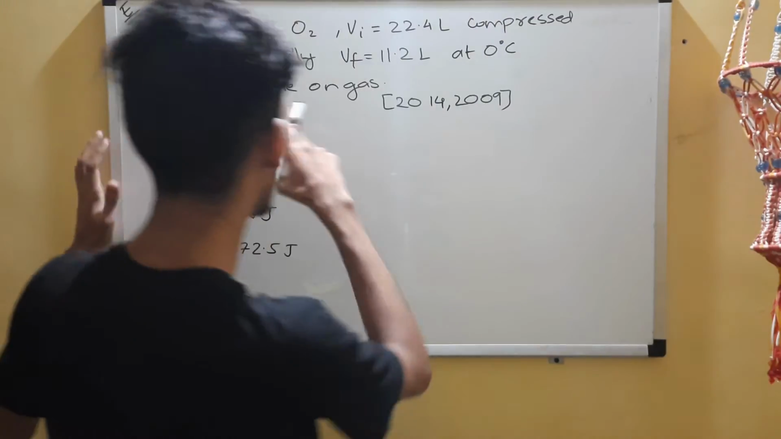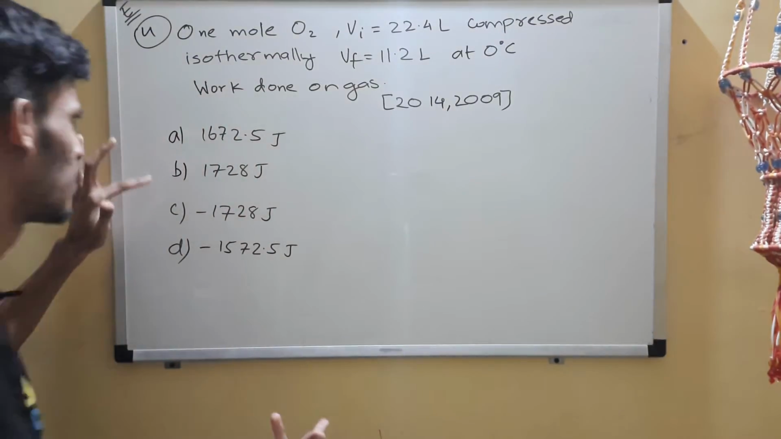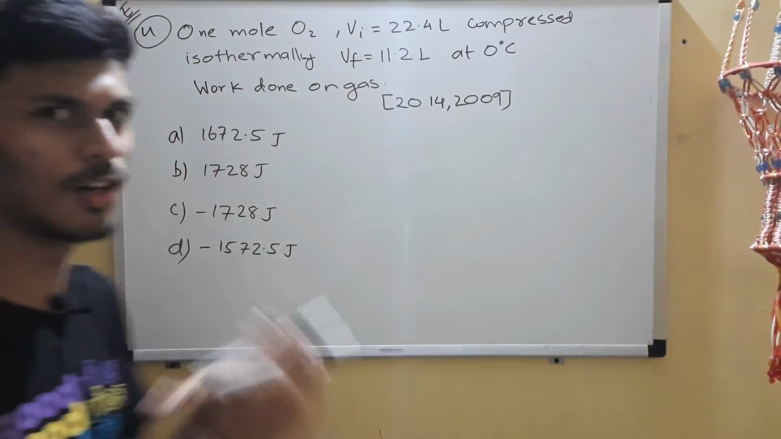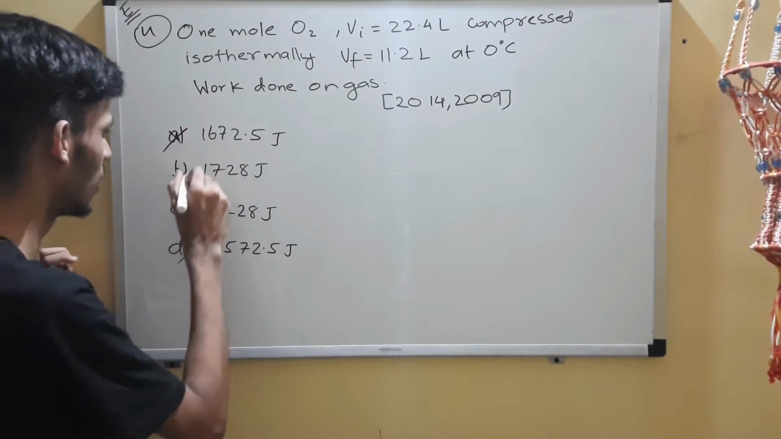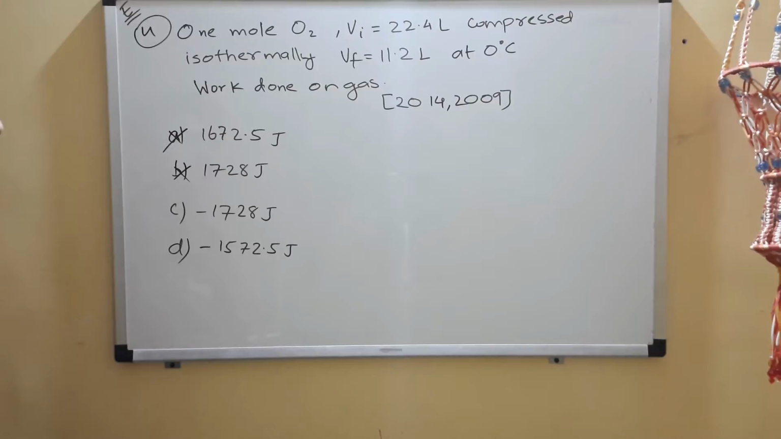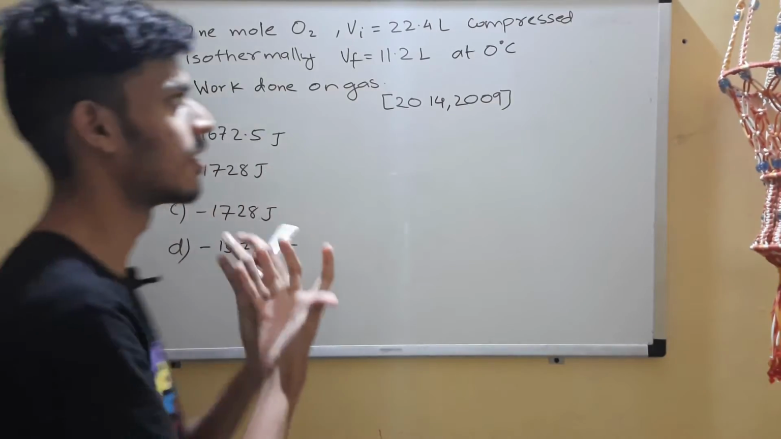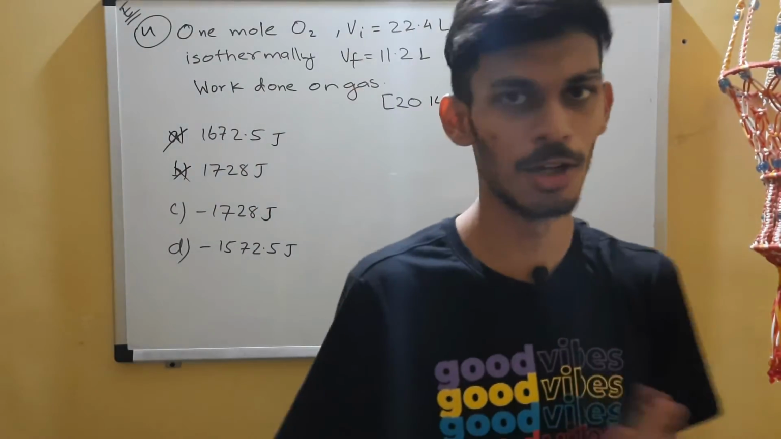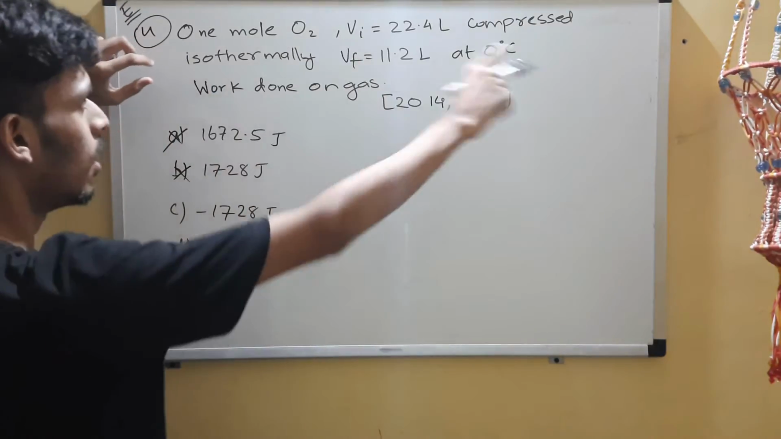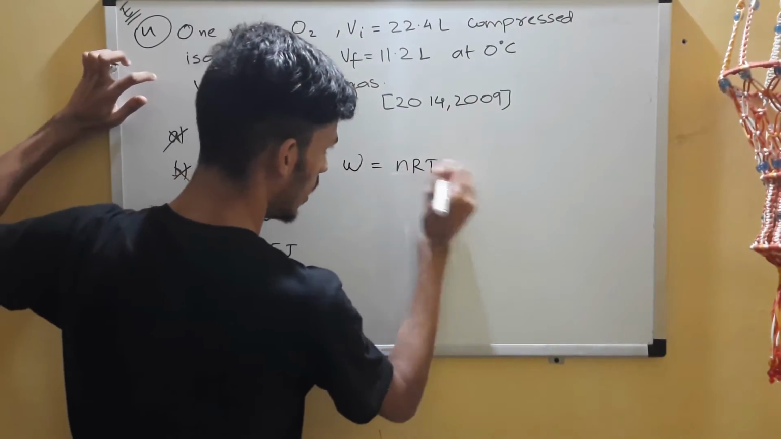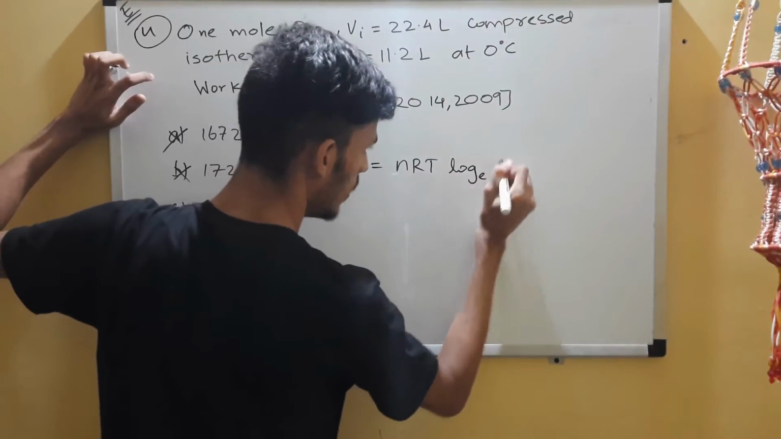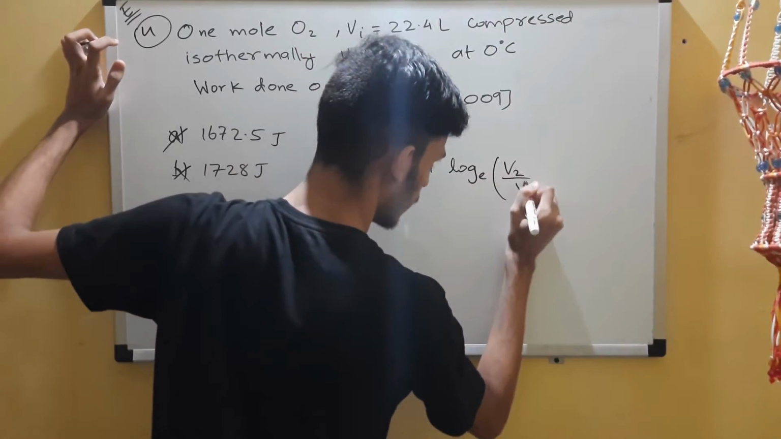First of all, work done on the gas, right? So what are these positive options doing over here? Work done on the system is negative, right? So option A and option B get out of the way. So the answer should be negative, and actually it is a very straightforward question because you'll directly know the formula for work done in an isothermal process, which is nRT log to the base e V2 by V1.